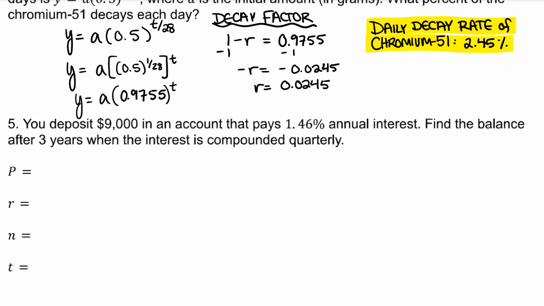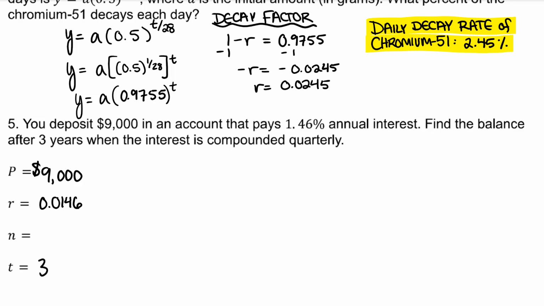You deposited $9,000 in an account that pays 1.46% annual interest. Find the balance after 3 years when the interest is compounded quarterly. P is the principal or the initial amount in the account. You deposited $9,000, so that's P. Your annual interest rate is 1.46%. Expressed as a decimal would be 0.0146. We're finding the balance after 3 years, so t is equal to 3.